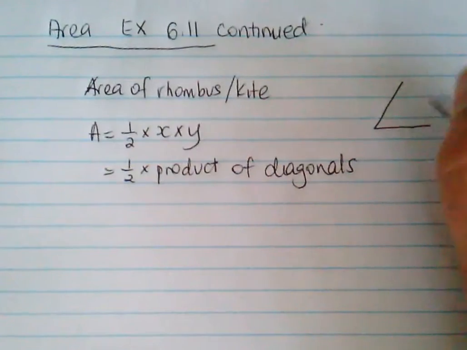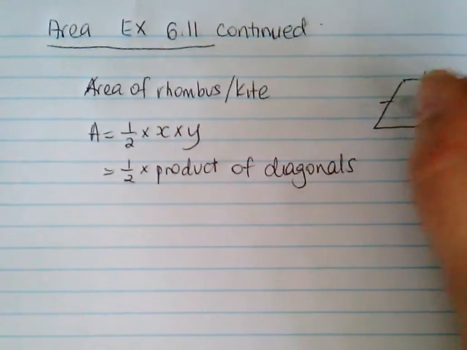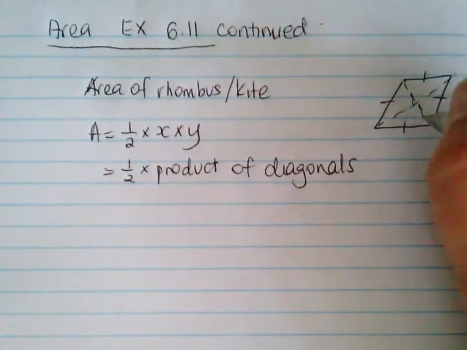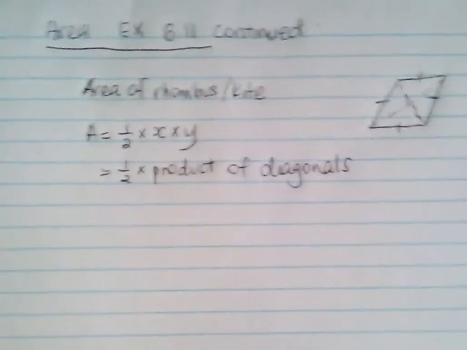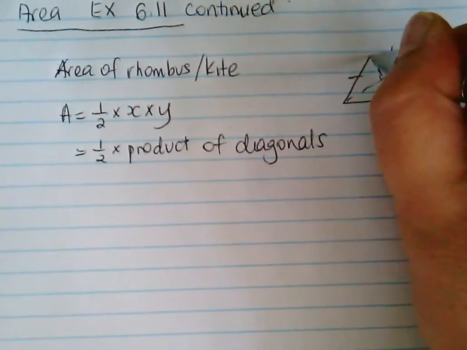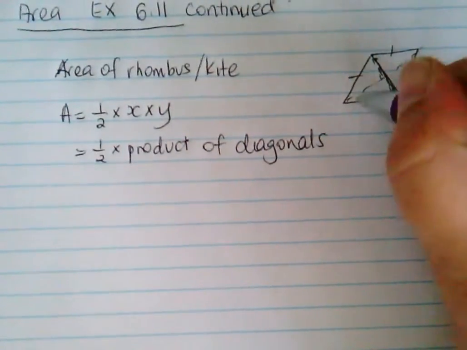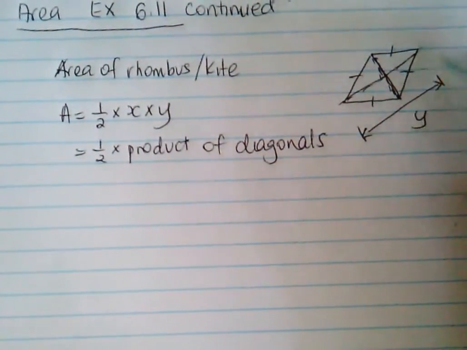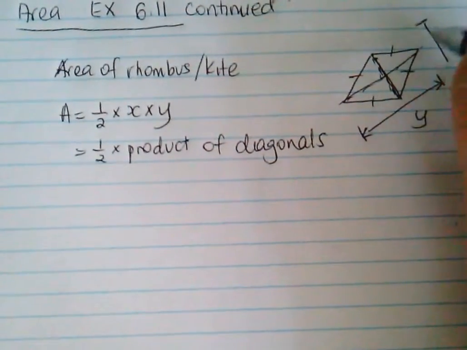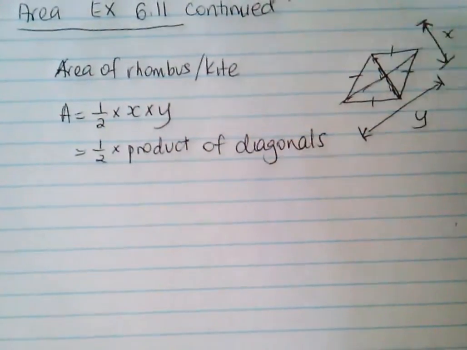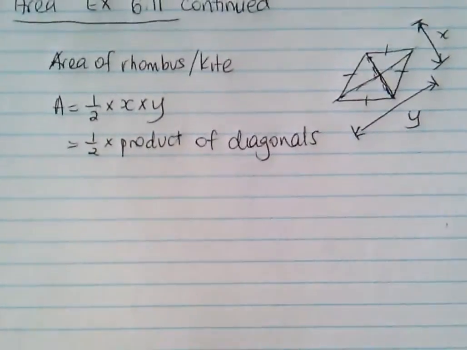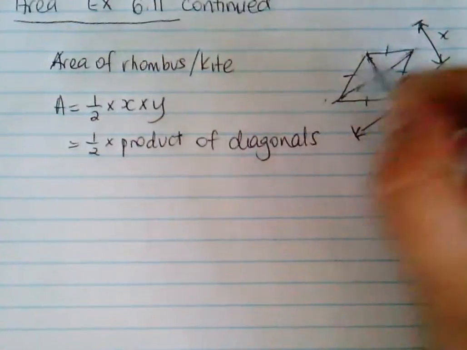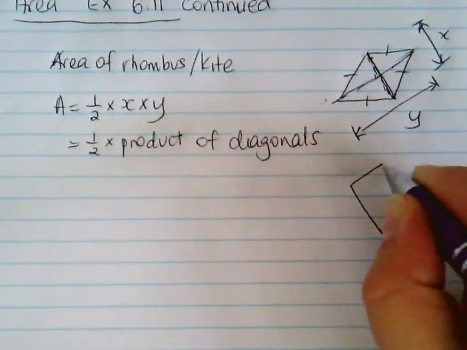So if you've got the rhombus, remember a rhombus has 4 equal sides, and x and y are the lengths of the diagonals. Okay? So that whole thing there would be x, and this whole thing here would be y. I can put those measurements outside so that you can see them. So that's the area of a rhombus, half the product of the diagonals, x and y. And a kite is the same formula.